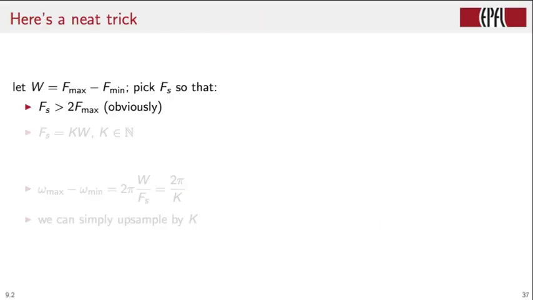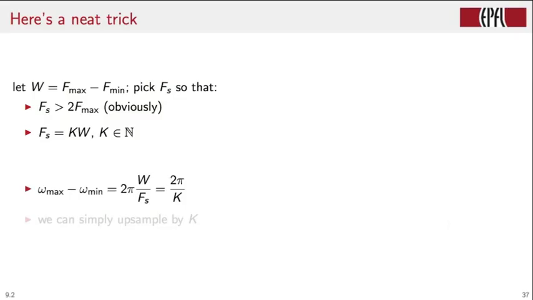Now, here's the neat trick. Compute the positive bandwidth, namely the width of the channel bandwidth on the positive axis, and call that W. Now, pick the sampling frequency so that two things happen. First of all, the sampling frequency will have to be at least twice the maximum frequency that we can use in the channel to avoid aliasing. But then we choose the sampling frequency as an integer multiple of the positive bandwidth. So we say that Fs is equal to kW for k a positive integer.